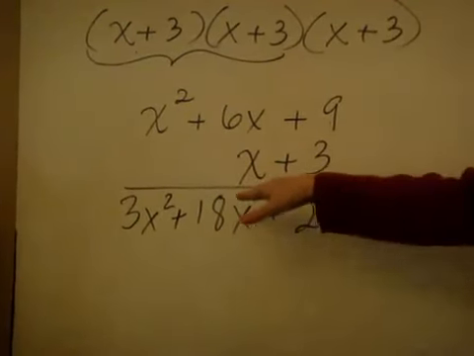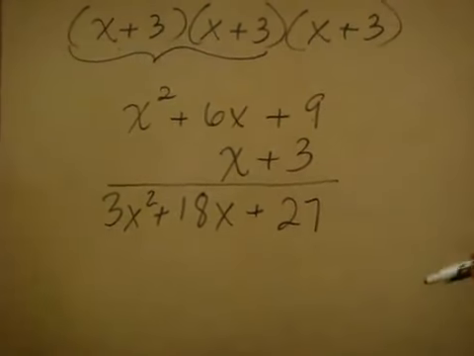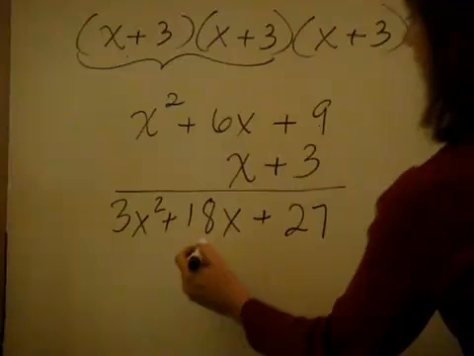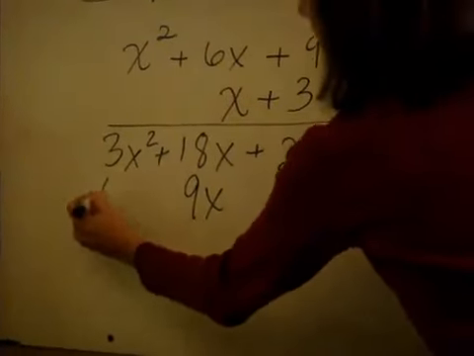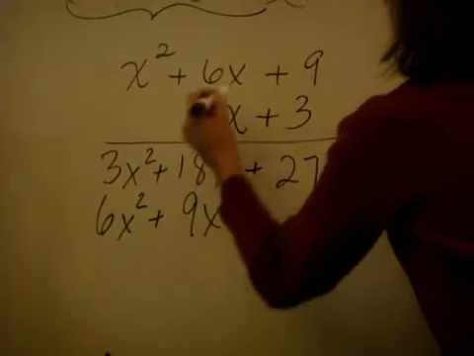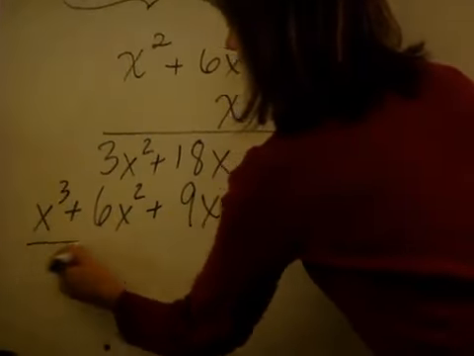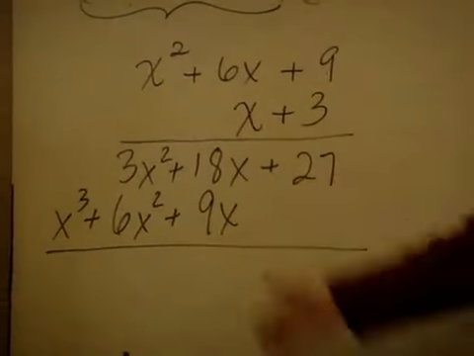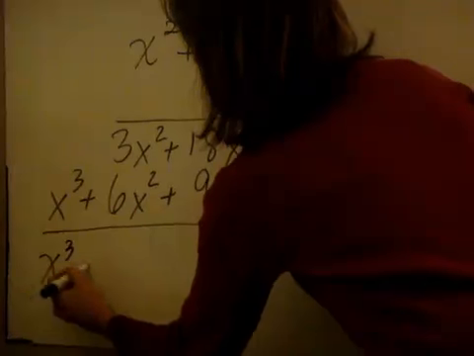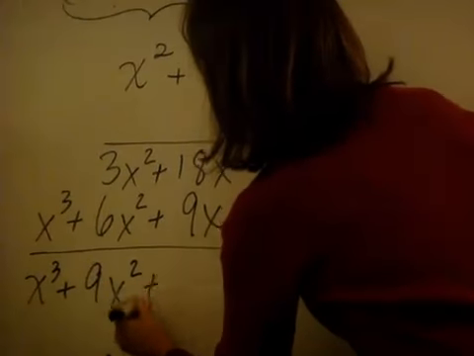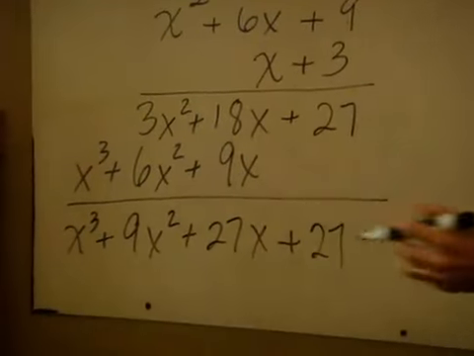And then I'm going to take the x times all 3 of these, and I'm going to line them up underneath their matching term. So x times 9 is 9x. x times 6x is 6x squared. And x times x squared is x cubed. We just draw a line, we add all the like terms together, and that's the end of the problem. So we get x cubed plus 9x squared plus 27x plus 27. And that's all there is to it.